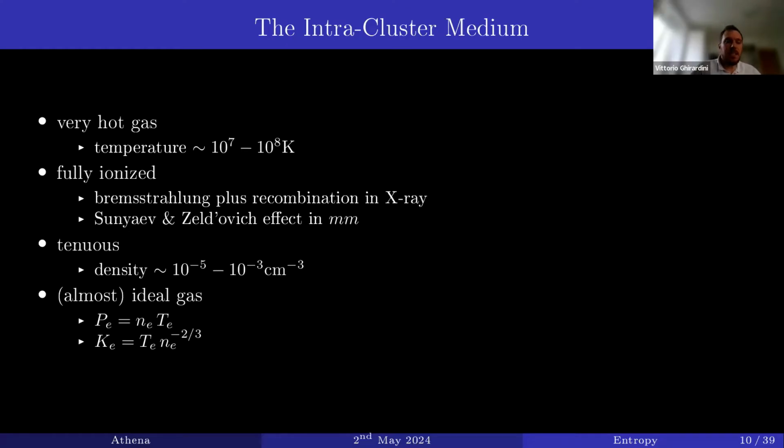And since this gas is very diffuse, very tenuous, not very dense at all, at 10^-3 to 10^-5 particles per centimeter cubed, it can be considered almost an ideal gas, where you just need to know a couple of thermodynamic quantities like density and temperature, or density and pressure, and you can use those to get all of the other quantities of interest, for example, entropy.